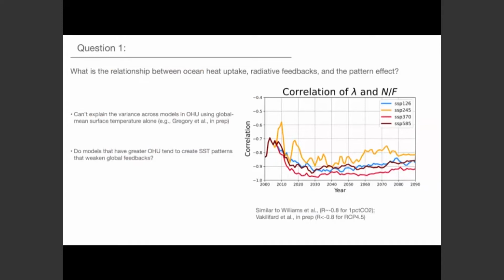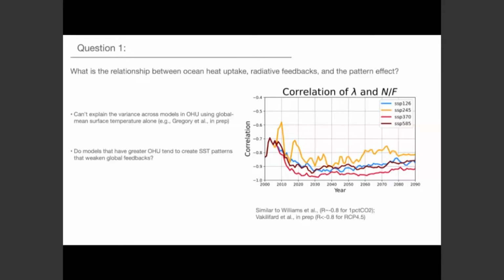Just to illustrate this relationship, this is in CMIP6 on the right. This is the correlation between lambda and ocean heat uptake normalized by the forcing across these different SSP scenarios. And as you can see, there's quite a strong anti-correlation between these two. So models that have stronger feedbacks tend to take up less heat into the ocean. This has been found before by others.